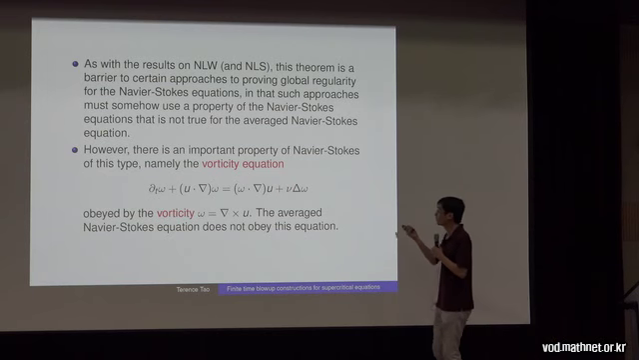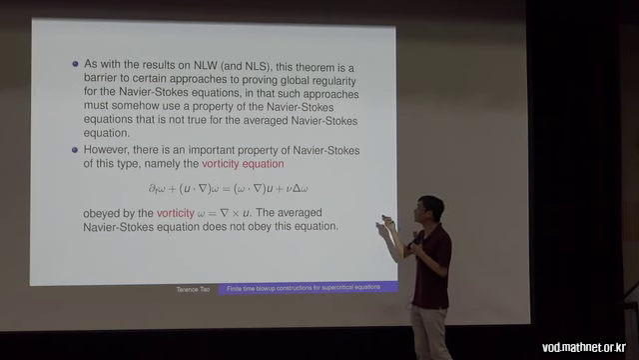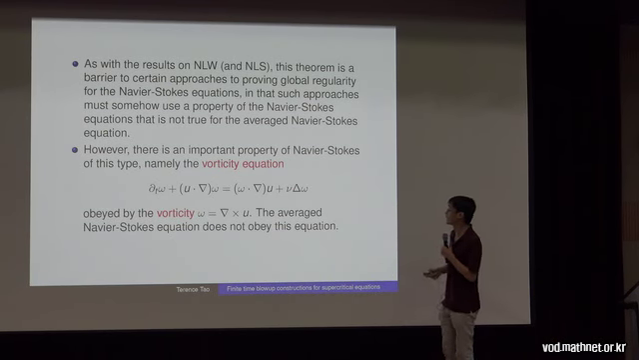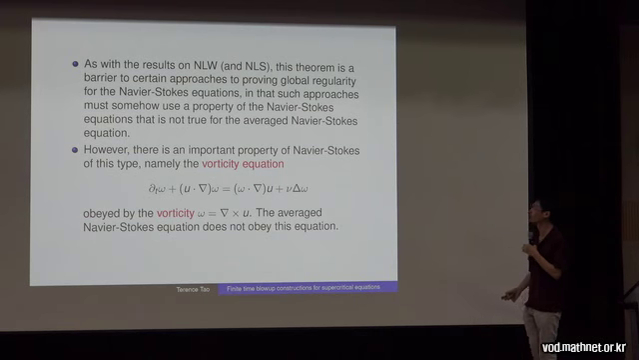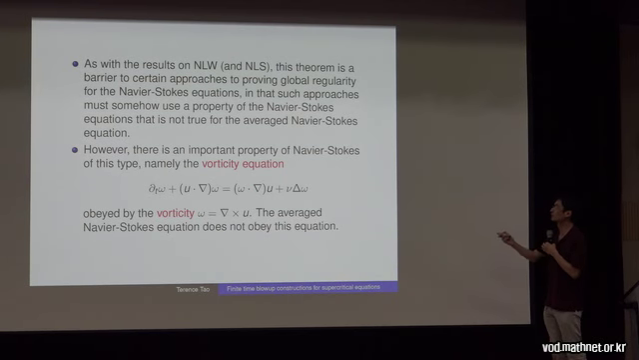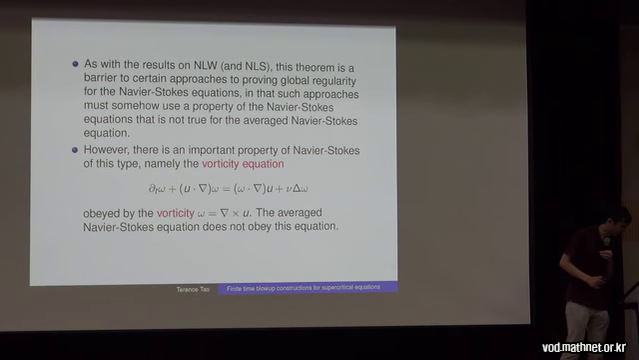So one possible loophole here is that if you want to prove global regularity for Navier-Stokes, you would somehow need to use this equation. Now, I do believe that there is some modification of my construction. There should be some way to construct an averaged Navier-Stokes equation that also obeys the vorticity equation and which has finite time blowup, which would close this loophole. I can't do that for Navier-Stokes. I can do it for the Euler equations, but in the interest of time, I will not discuss those results.